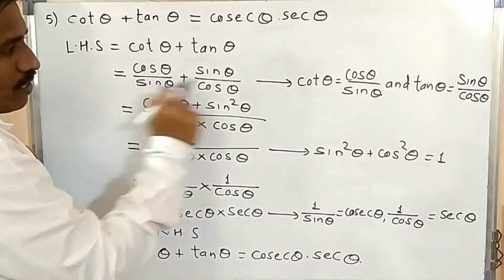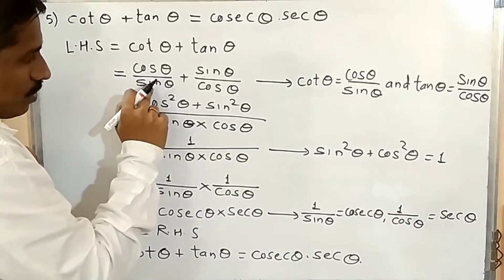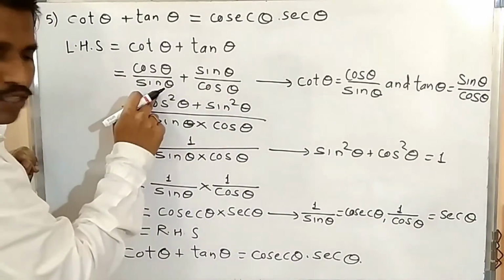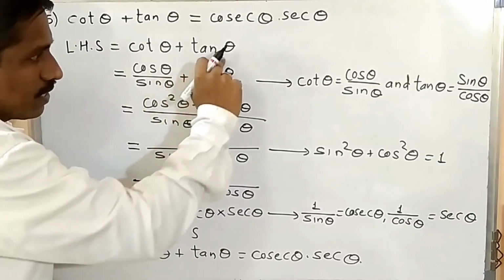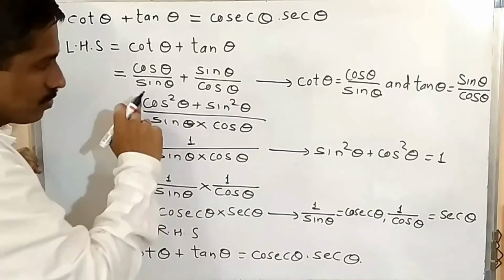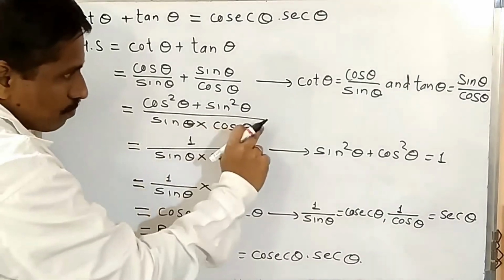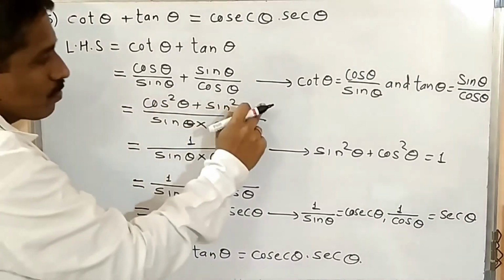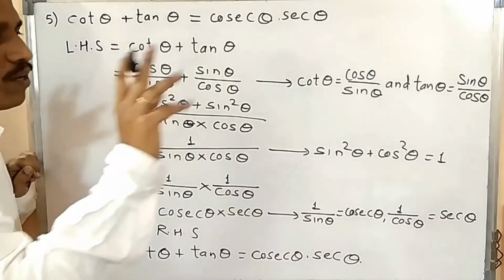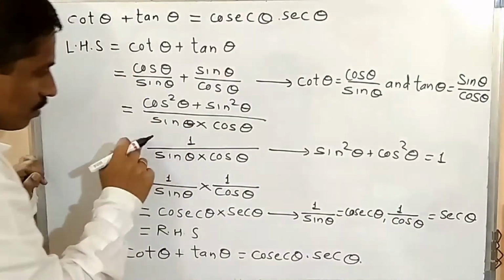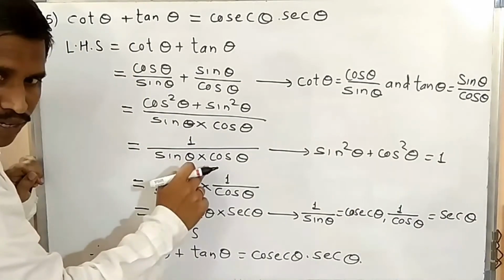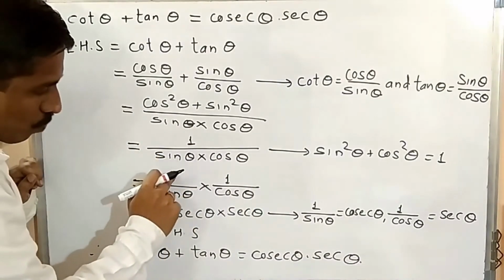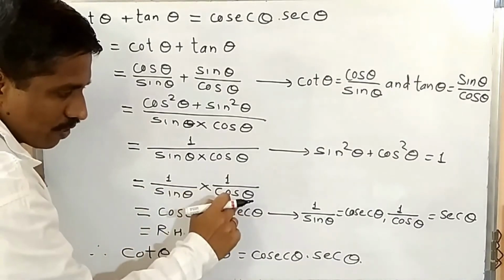Now, addition of these two fractions, since denominators are unequal, so this cos theta into cos theta will become cos square theta, plus sin theta into sin theta is sin square theta. This is in the numerator place. Denominator place, product of sin theta and cos theta. I know that sin square theta plus cos square theta is equal to 1. This is identity. So here I will get 1 upon sin theta into cos theta. I will separate this. This will become 1 upon sin theta into 1 upon cos theta.